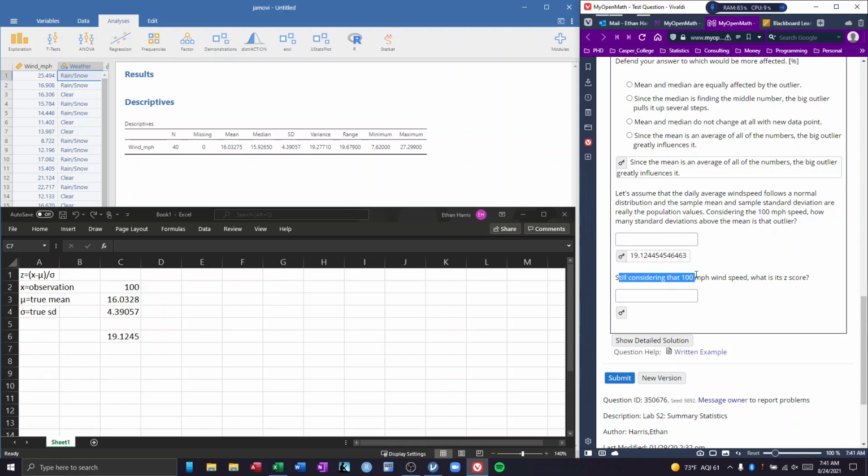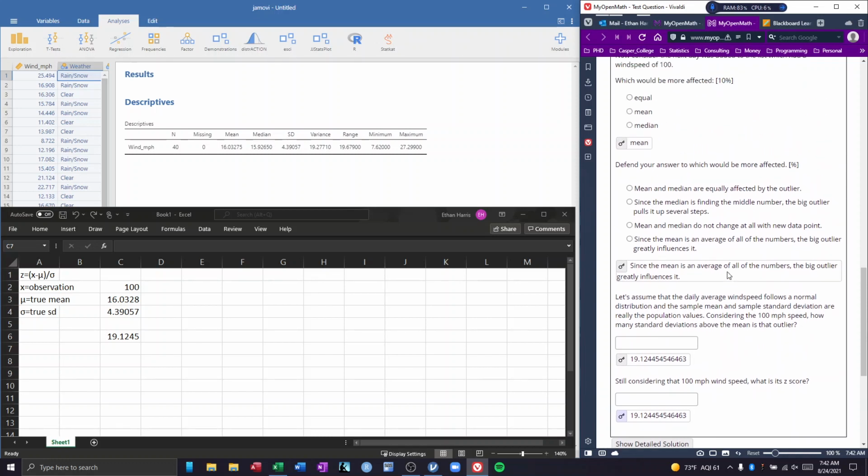Then it says, still considering that 100 miles per hour wind speed, what is the z-score? It's not really a trick question. It's just making sure that you know what this is. It's the same thing. The z-score lets us know how many standard deviations above the mean an outlier is when we're talking about this normal distribution.